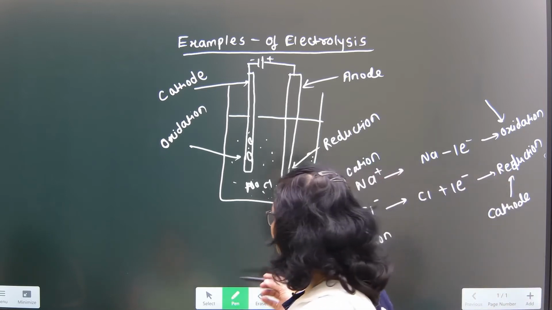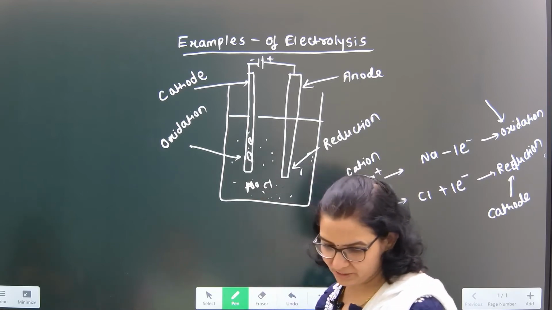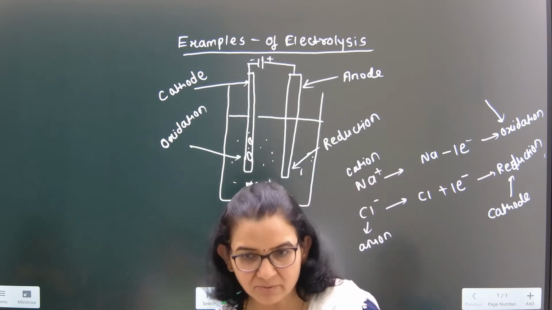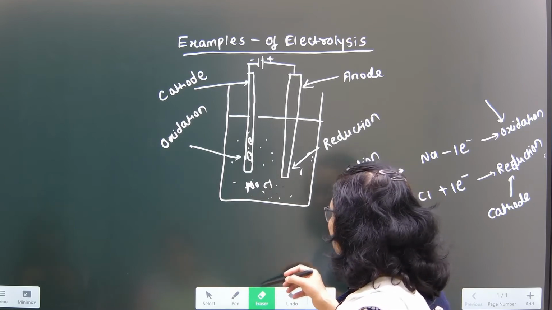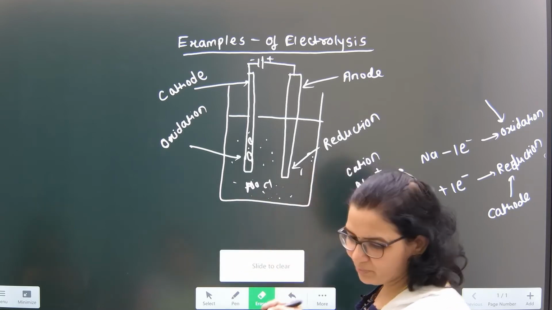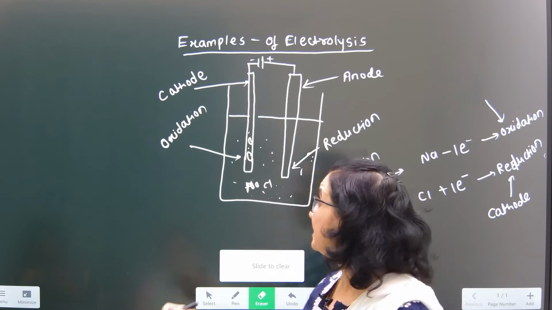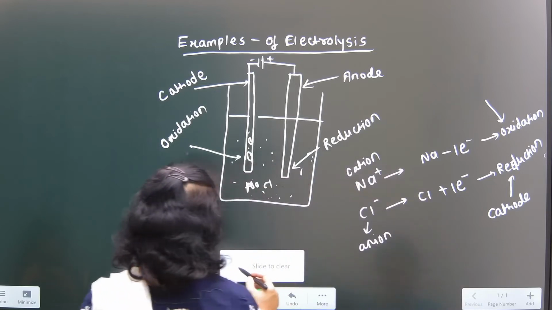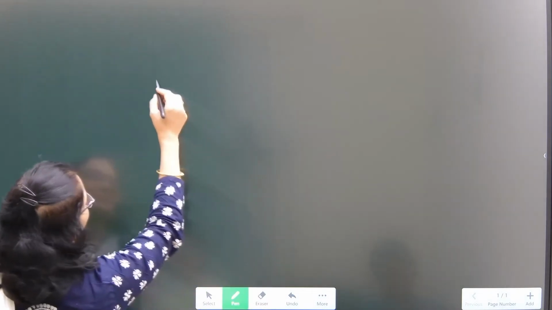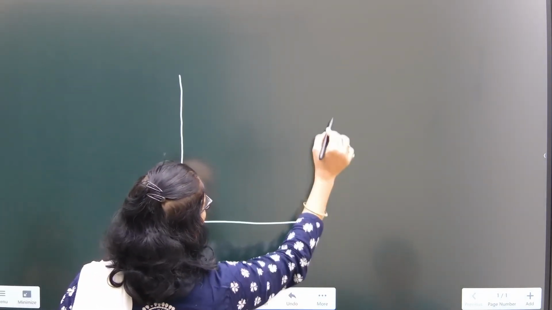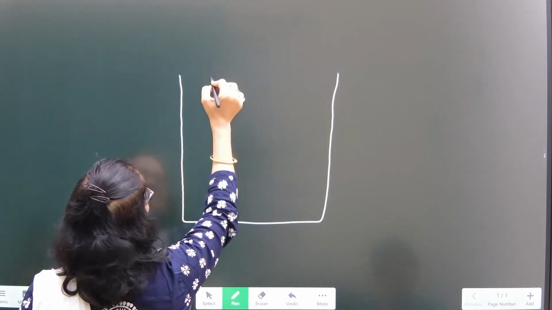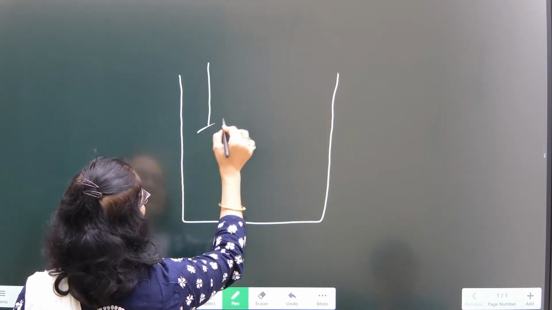So there is one experiment on page number 108. In this experiment, they have given the same type of experiment, but instead of a battery, we will make it. There is one electrode here.